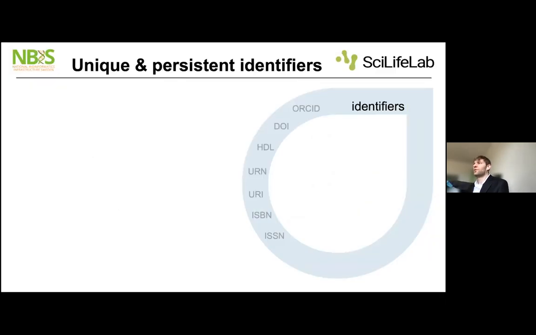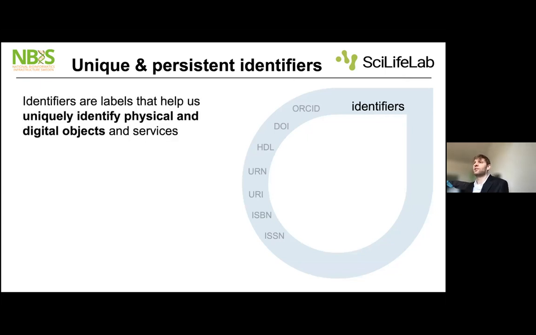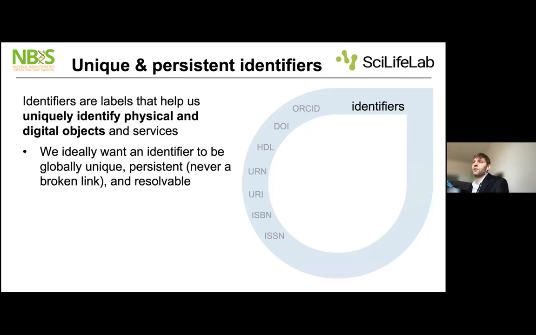So a unique and persistent identifier, that is kind of the shell or the outer identification of your research data that you want to reach. So they are labels that help us uniquely identify either physical or digital objects and services. So you can use it quite ubiquitously. But when we talk about research data, we ideally want an identifier that is globally unique. So there shouldn't be two items in the world with the same unique ID. It should be persistent. And by that, I mean there should never be a broken link.